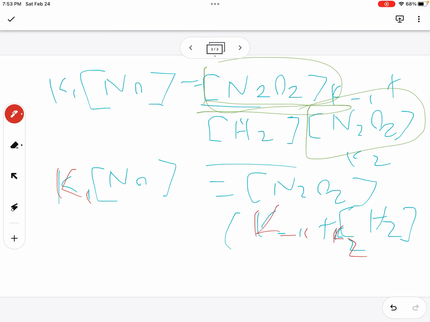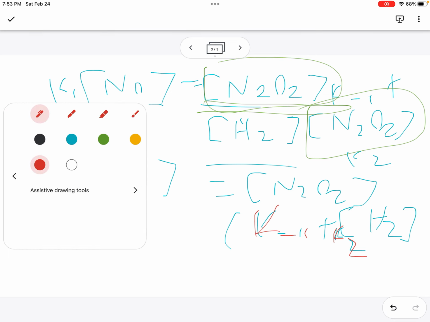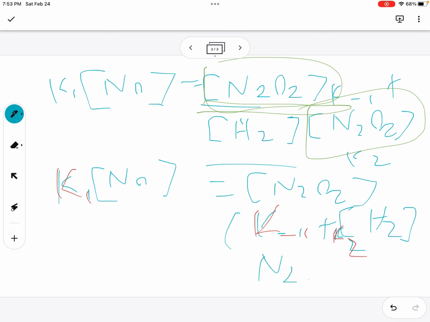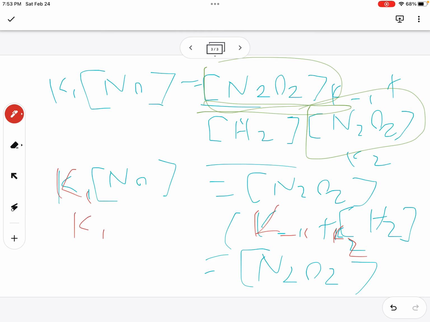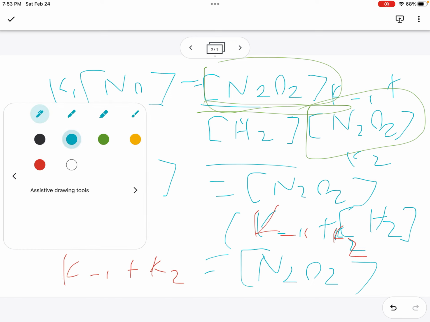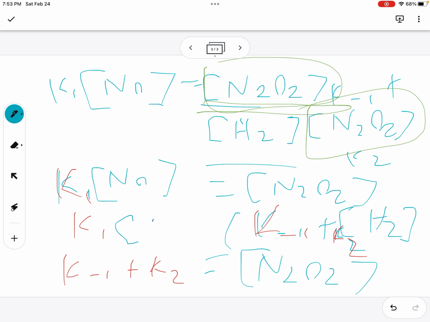So that means that N2O2 is going to be equal to K1 NO over K minus 1 plus K2 H2.